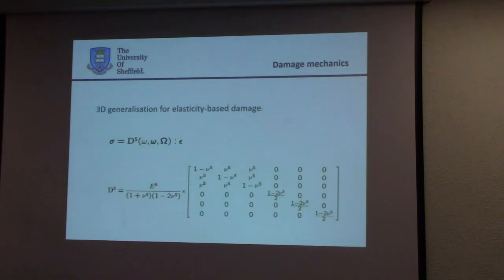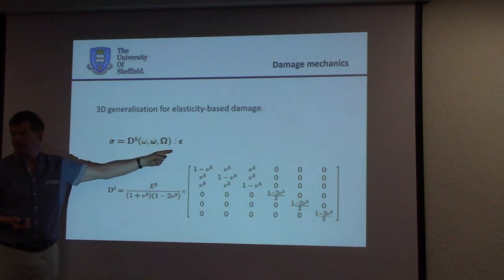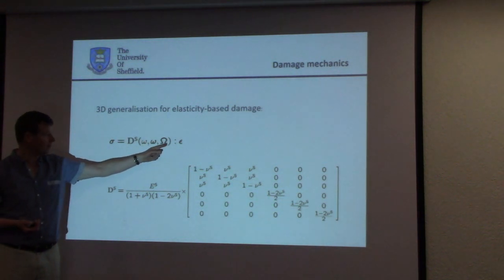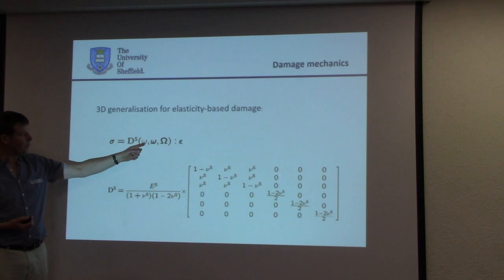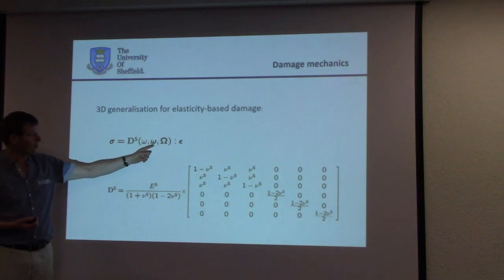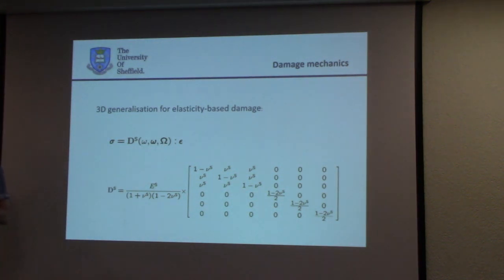Now you can generalize that to 3 dimensions, and in the most general way you say my stress is equal to my secant stiffness times my strain. And this can depend on a scalar, on a second order tensor, a fourth order tensor, whatever you want. If you want to make it complicated, you can. So for full anisotropy, you can do that in principle. Question is, of course, where the hell do you get the parameters from? How do you measure them?